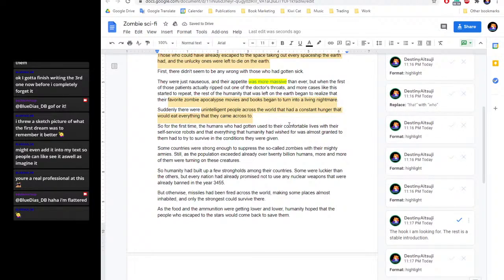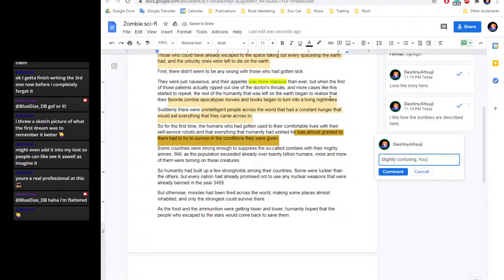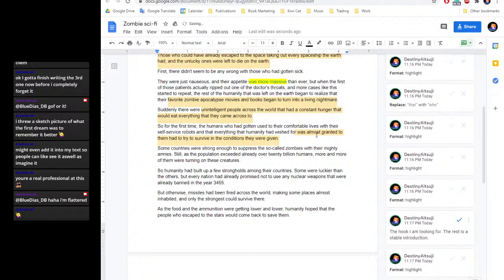Okay, so for the first time, the humans who had gotten used to their comfortable lives with self-storage robots and everything... Huh? I'm a bit confused here. Everything was almost granted to them, had to try to survive in the condition... Okay, so basically what the author is trying to say is that they've lived a privileged life, and now it's time to face the music. So yeah, this is what they're trying to say, but they didn't say it very well.